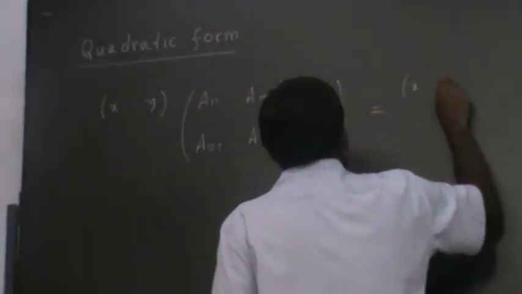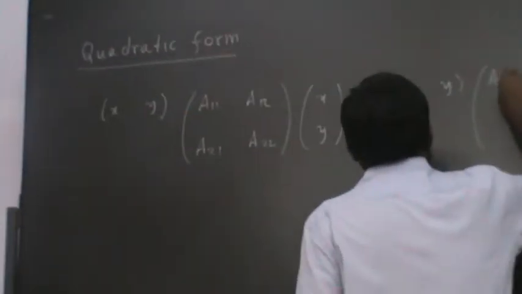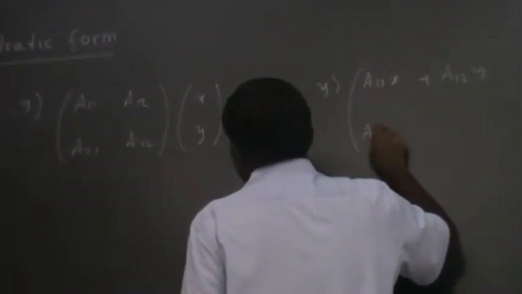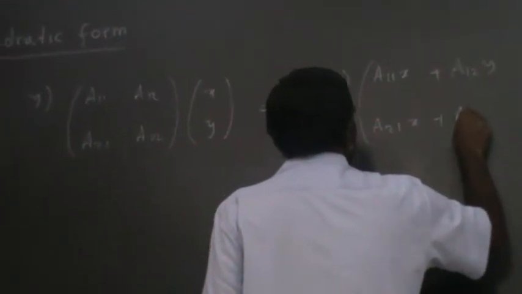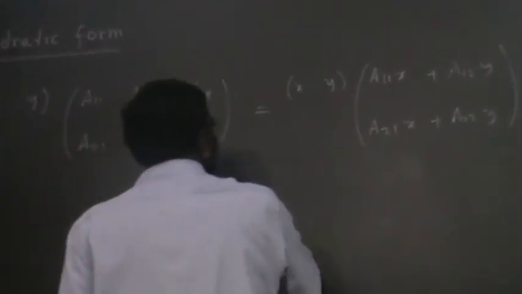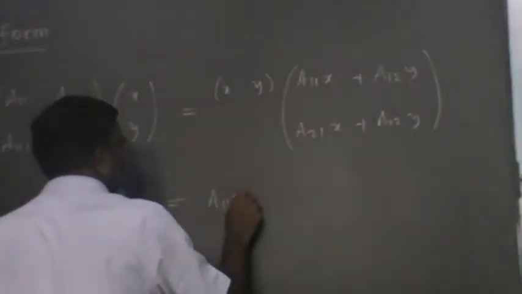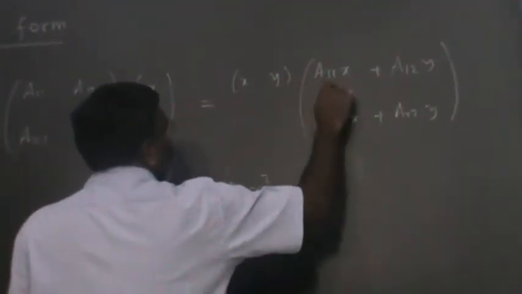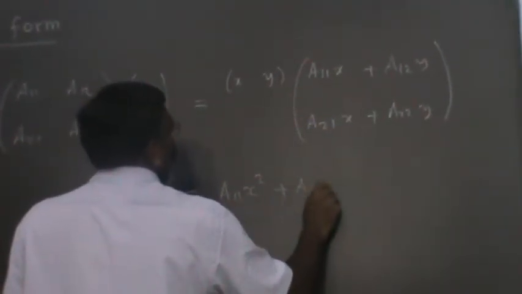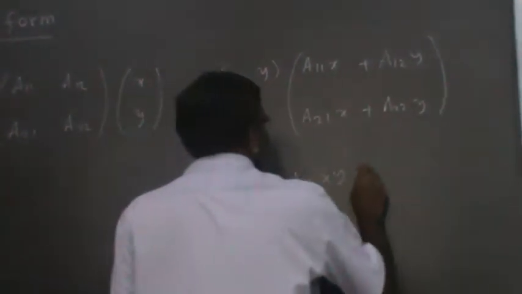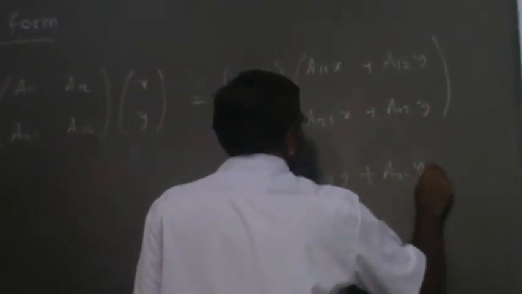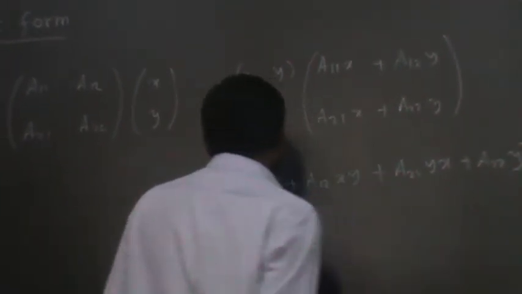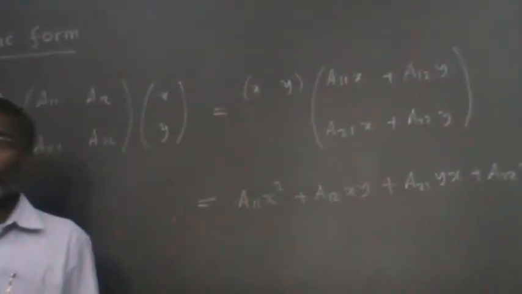This is equal to x, y, a11x plus a12y, a21x plus a22y. This is equal to a11x squared plus a12xy plus a21yx plus a22y squared. So this is a quadratic in x, y, correct?